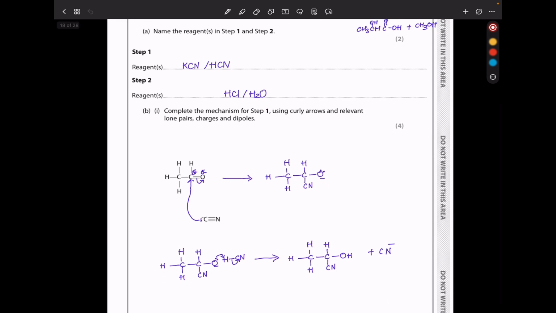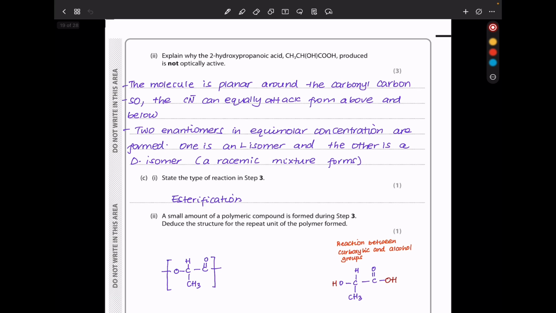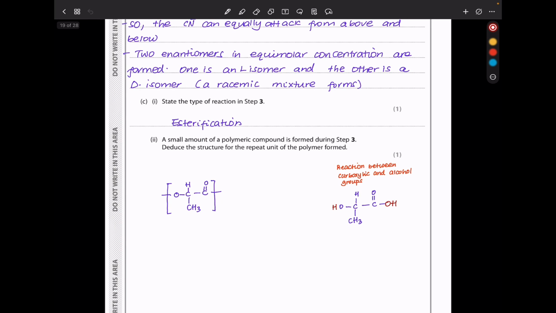If I take you back here, around this carbon is going to be planar, so the CN can attack from either side, creating two possible enantiomers that could be equimolar to have no overall optic activity. So I say the molecule is planar around the carbonyl carbon, so the CN can equally attack from above and below. Two enantiomers in equimolar concentrations are formed. One is an L isomer and the other is a D isomer, so a racemic mixture is going to be formed. Then state the type of reaction in step 3.